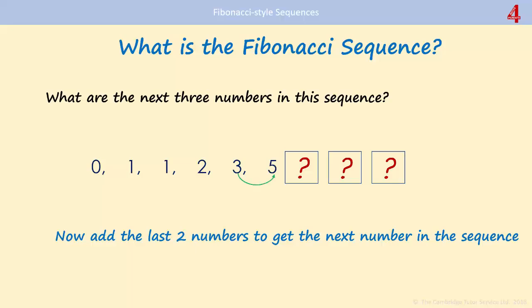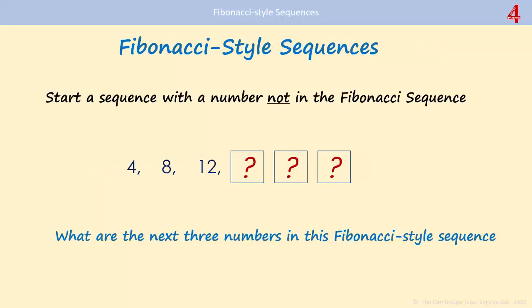So remember, we add the last two numbers that we have of the sequence so far. 3 add 5, that's 8. Now we add 5 and 8, that's 13, and 8 and 13, that's 21. And you just keep going, and that's the Fibonacci sequence.